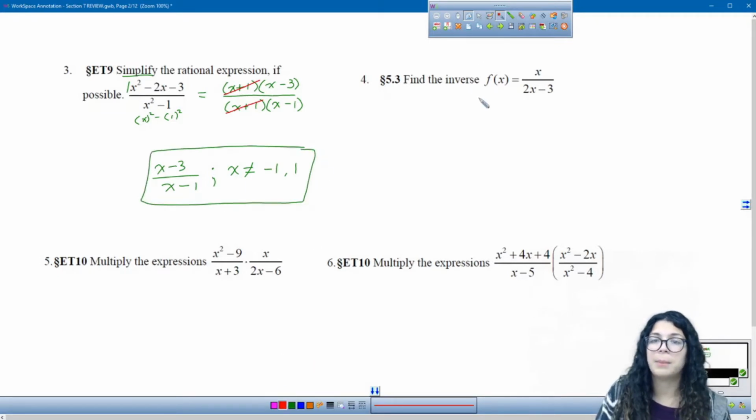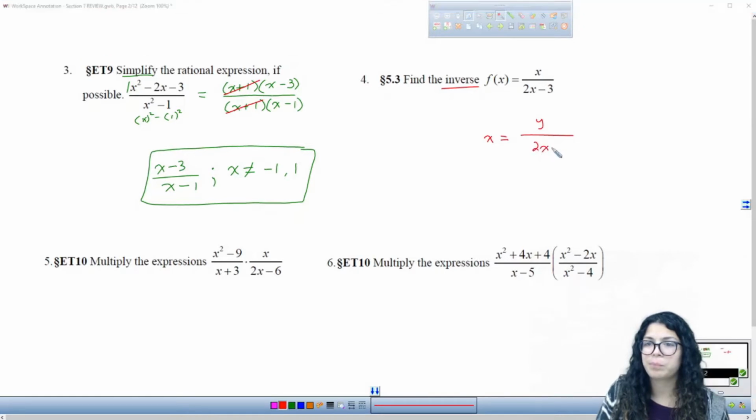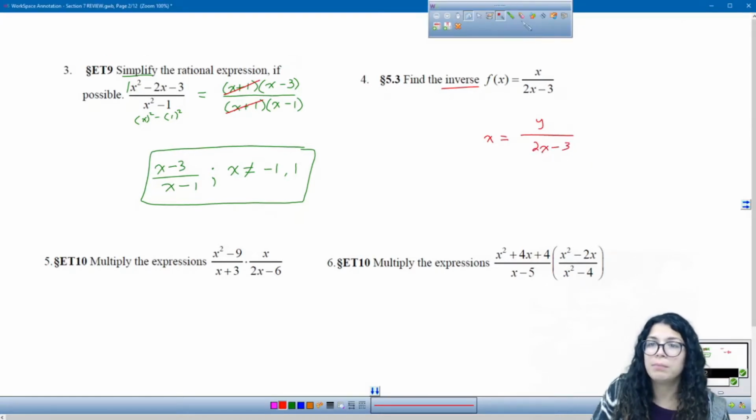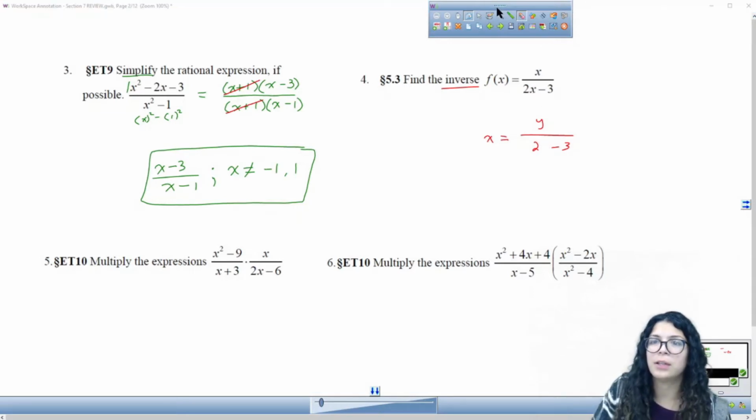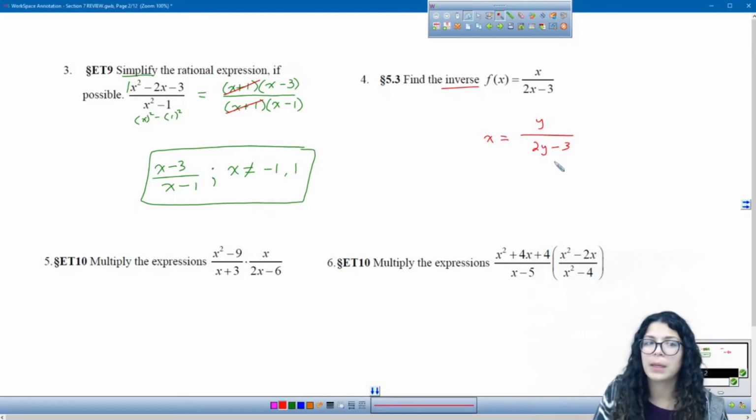Okay, let's move on to number 4. So we're finding the inverse here. And remember, to find the inverse, we can simply switch the x and the y values. So if we switch this y value with x and then switch this x value with y, oops, I almost forgot this x value. There's an x value here as well, so I need to switch that with y as well. Then I can go ahead and solve for y.